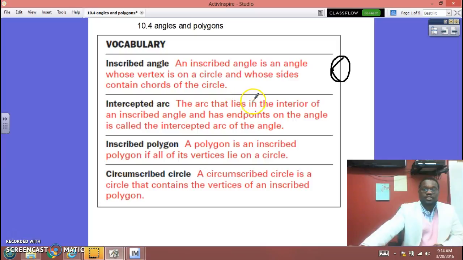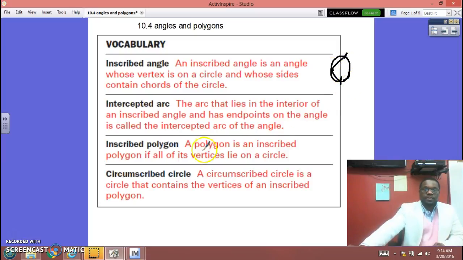Intercepted arc. The arc that lies in the interior of an inscribed angle and has its endpoints on the angle is called the intercepted arc. So here's an angle. Here's the arc that's intercepted. Not this back here, but where it opens to, that's called the intercepted arc. So from here to here is the intercepted arc of this angle I just drew.